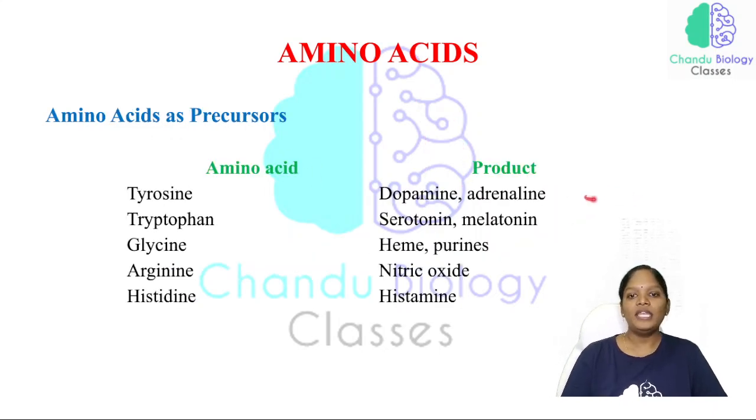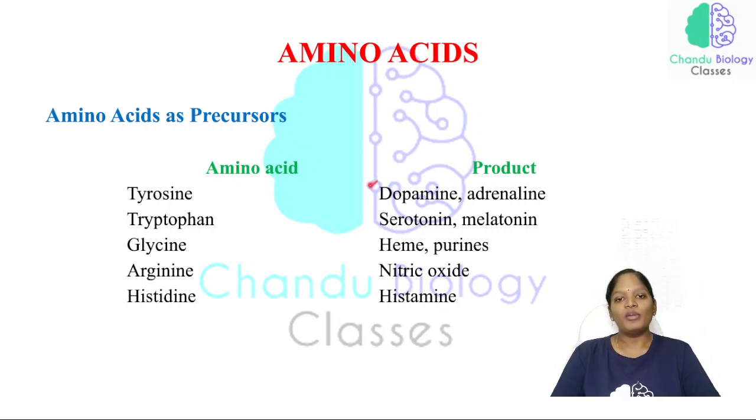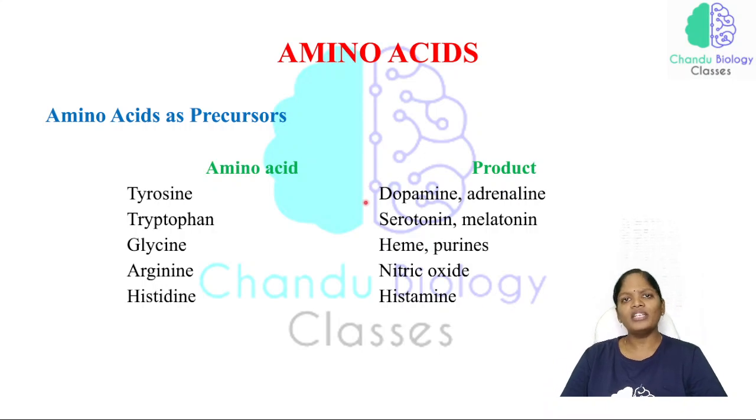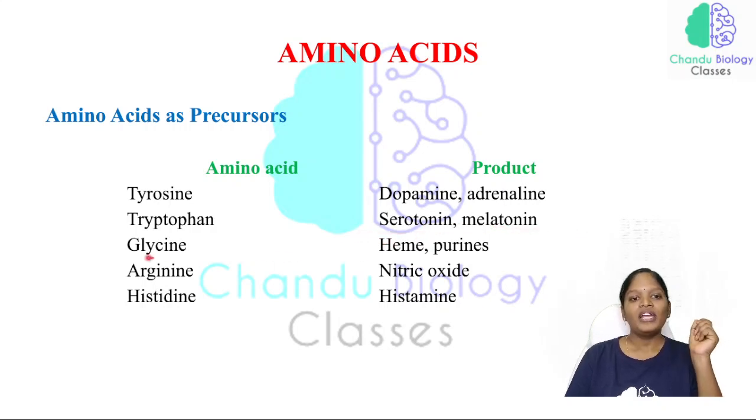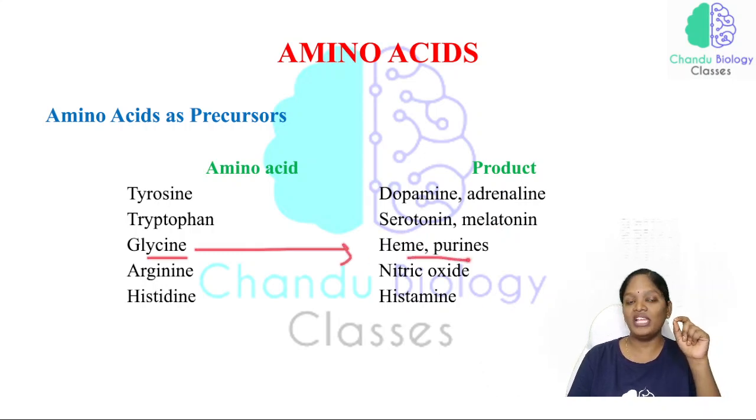Now see, certain amino acids are very important for producing certain important products, even hormones. Tyrosine is a very important amino acid to produce dopamine and adrenaline. Tryptophan is very important to produce serotonin and melatonin, which is a hormone again. Glycine is very important to produce heme and purines. Very, very important.